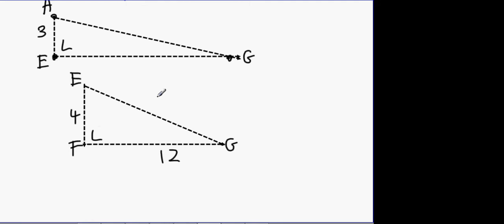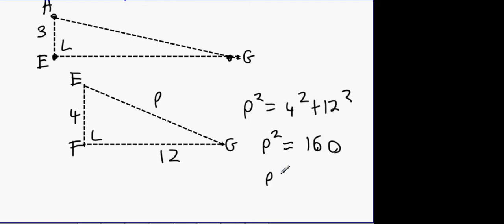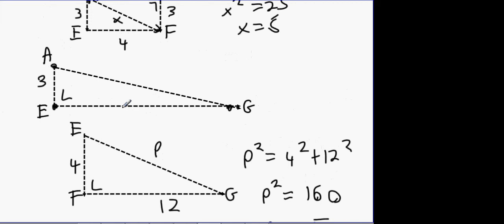Now we're going to call this letter P. P squared equals 4 squared plus 12 squared, which gets us? 160. What's the square root of 160? 4 root 10. Leave it like that, because now we know that E to G is 4 root 10.